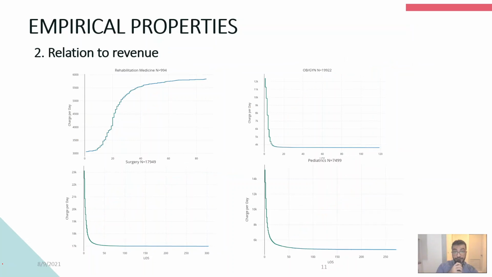Another thing we looked at is the relationship between length of stay and revenue. Here we have the average charge per day as a function of length of stay. We can see that for rehabilitation medicine, this relationship is increasing, though there is an inflection point at 20 days, after which the rate of increase itself decreases. But the more one stays in this department, the more they are charged per day. It's a whole different story for the other 3 departments. Revenue per day sharply decreases past the first day of hospitalization and has this L shape, as you can see.